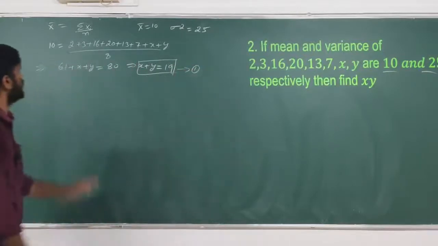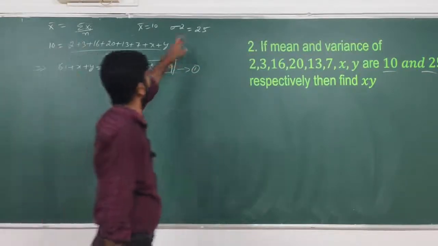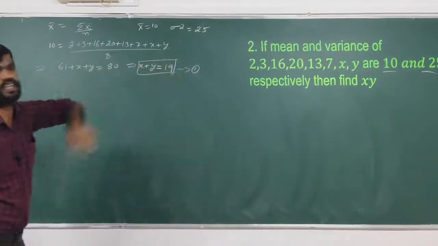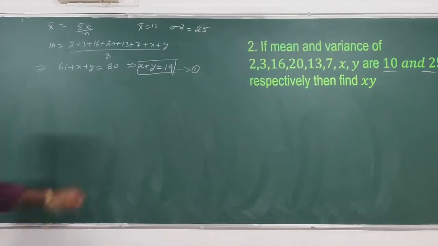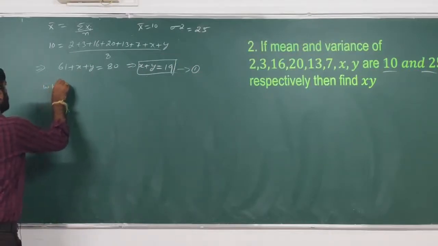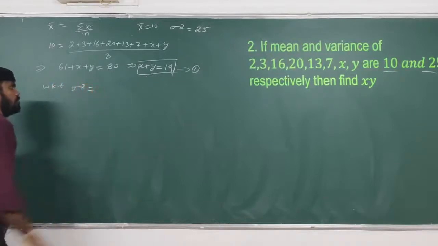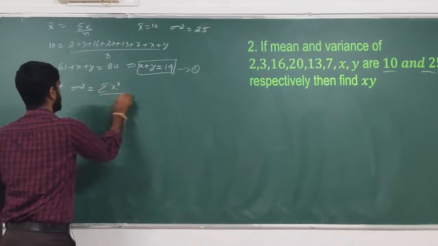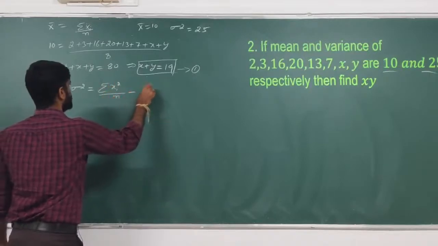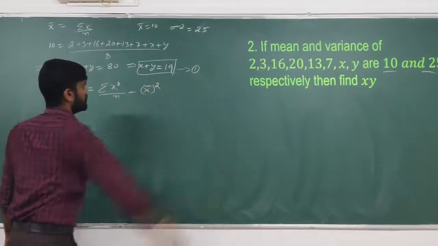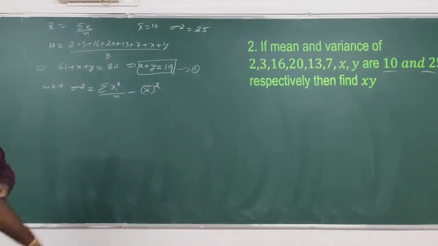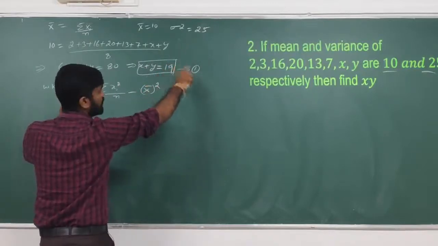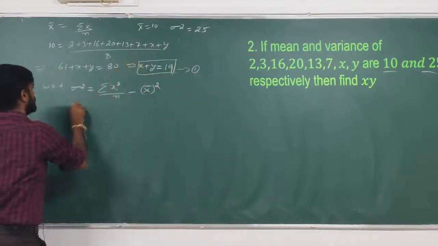Okay, now the main part is over. Another data is given, which is the variance. So we know the formula for variance: sigma square is equal to summation xi square divided by n minus x bar whole square. This is the formula. Now we already know the value of x bar, and the variance is 25.